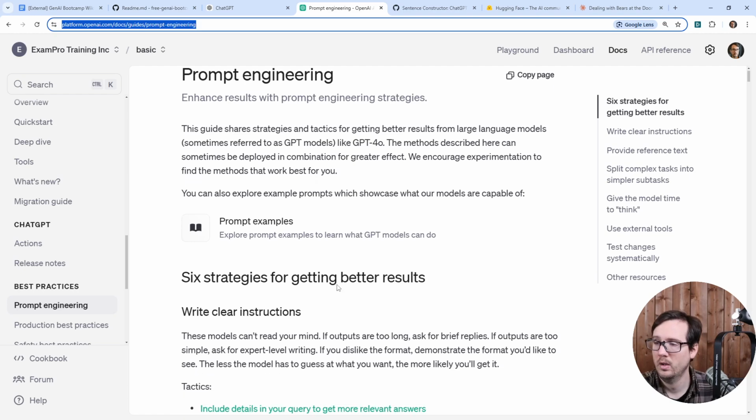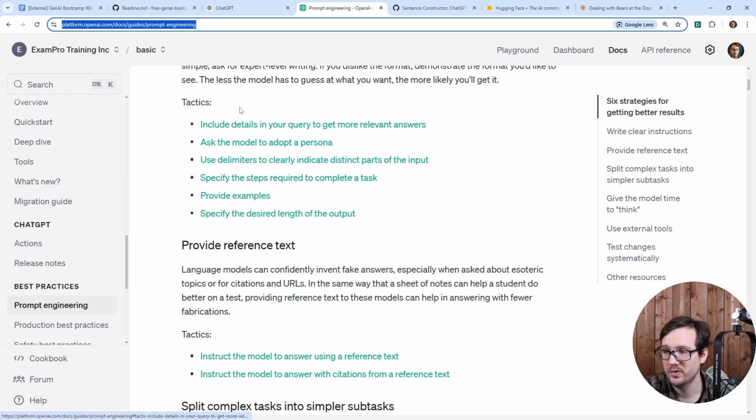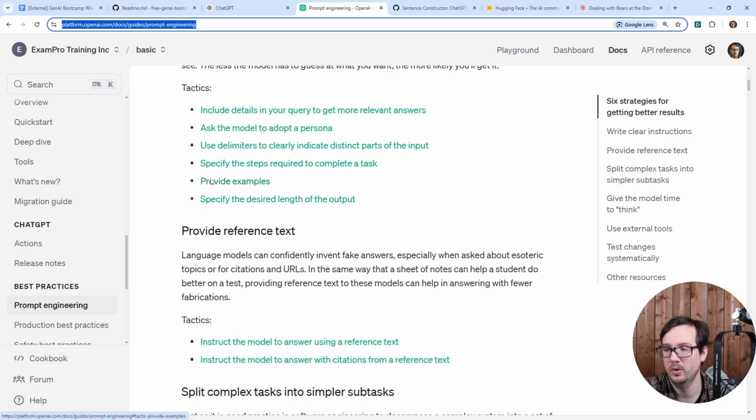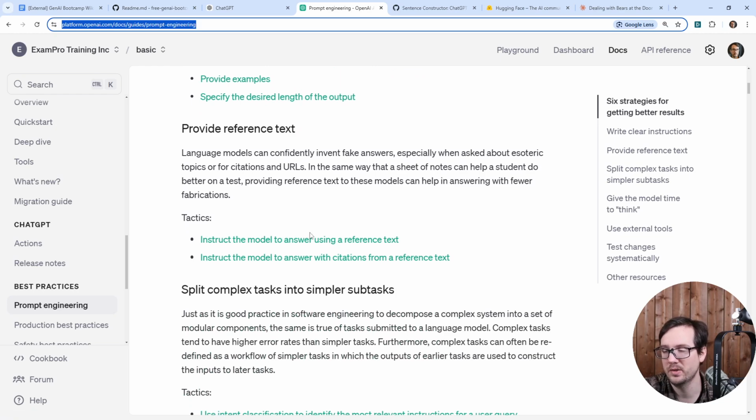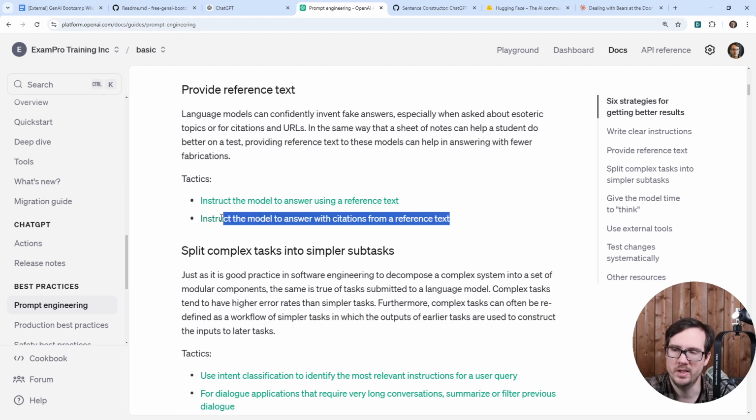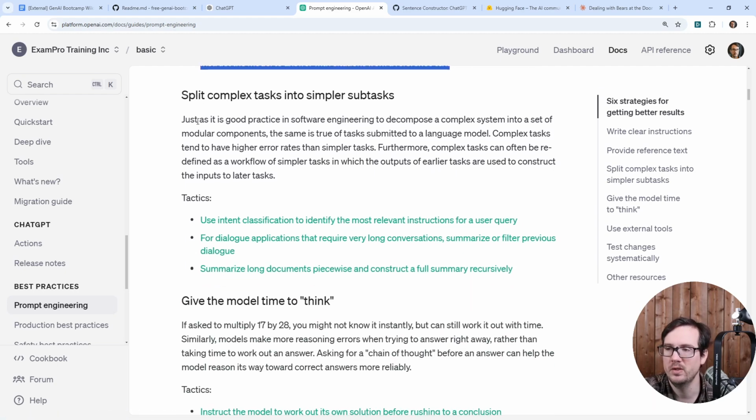I'm going to go ahead here and say prompting guides for this in particular, and let's see if there's anything we can learn through here. Six strategies for better results. Include details in your query to get more relevant answers. Ask the model to adopt a persona. That's something we didn't tell it to do before. Use delimiters to clearly indicate distinct parts of the input. Specify the steps required to complete a task. Provide examples. Specify the desired length of output. Instruct the model to answer using reference text, or with citations from a reference text. I don't think we need citations, and we don't really need reference text either.